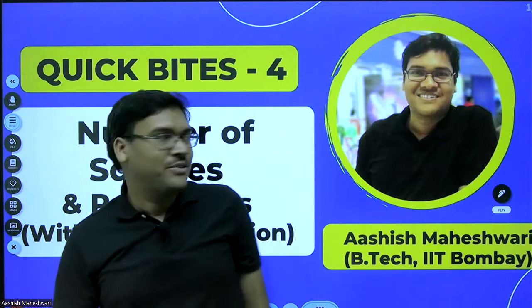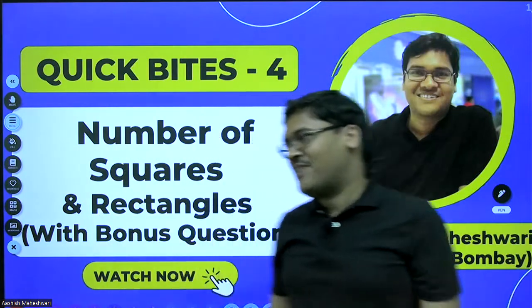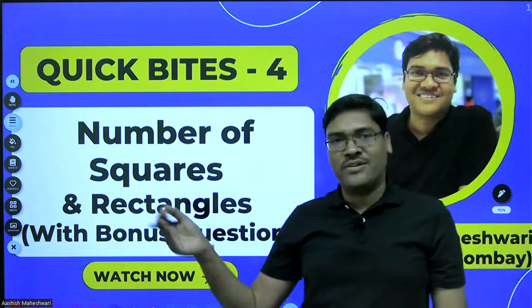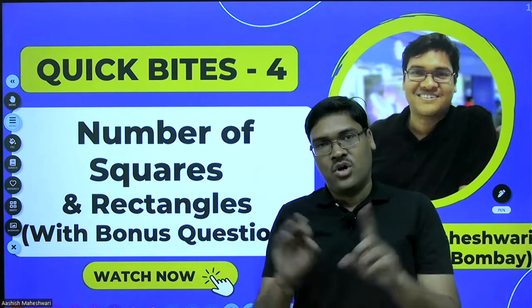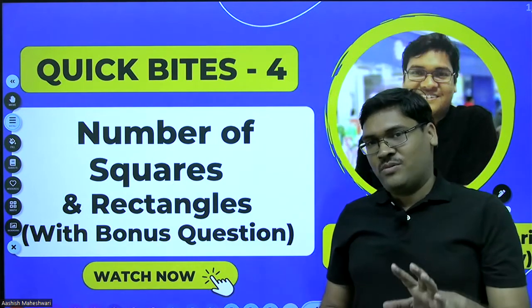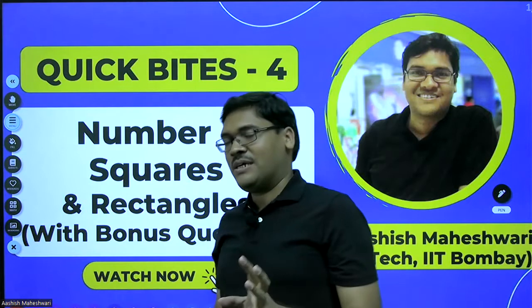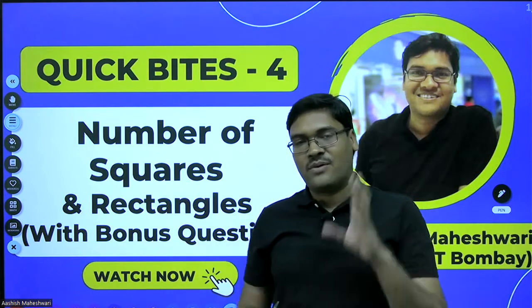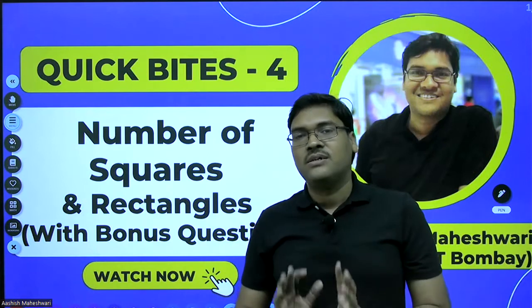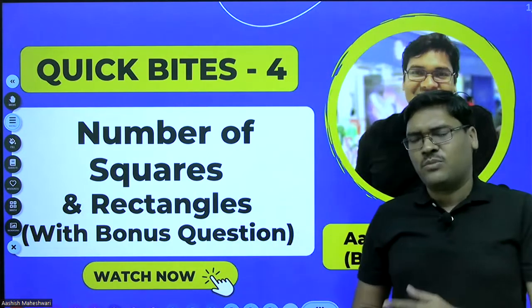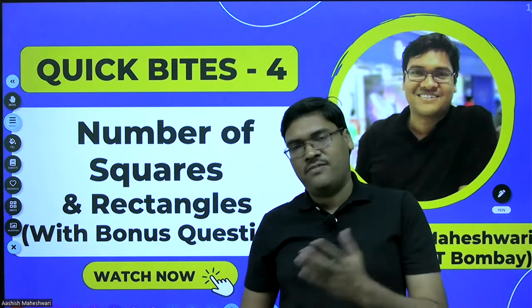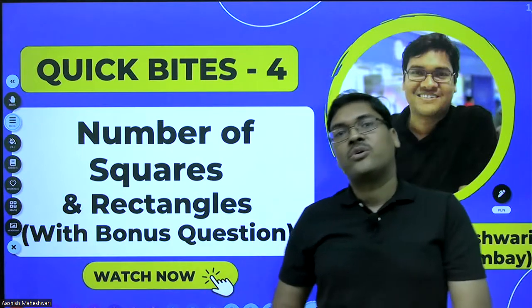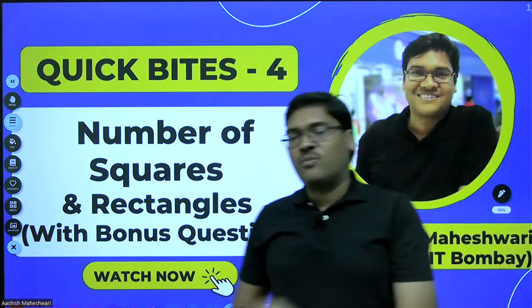Hello everyone. In this video, I am going to discuss again a very common concept: how to calculate the number of squares and rectangles on a chessboard. 64 is not the correct answer because that counts only the 1 cross 1 squares. So we will see how to calculate the number of squares and rectangles on any chessboard, and we are considering 8 cross 8. I will give you the general formula for that also.